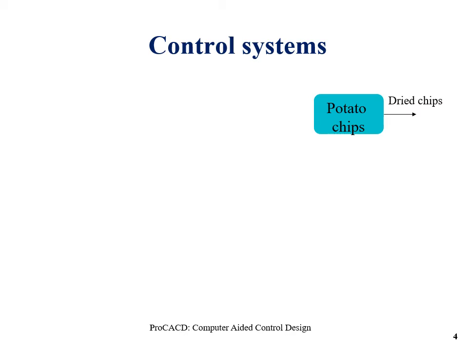Okay, so in the production of chips, first the potatoes are bought, they're washed thoroughly in water, and they're sliced and dried to remove the excess water. Before they're fried, of course, the last step is the frying step. Now, it is very important to control the water content present in the dried chips, or else it will create huge problems in the fryer.